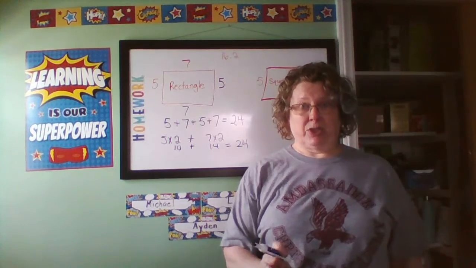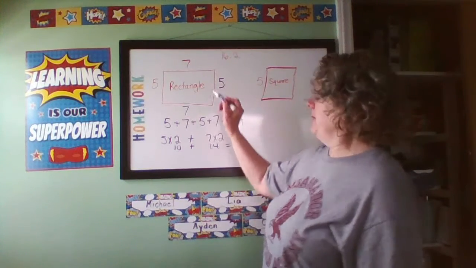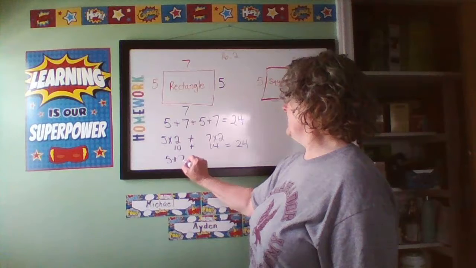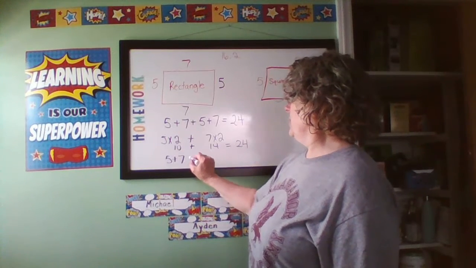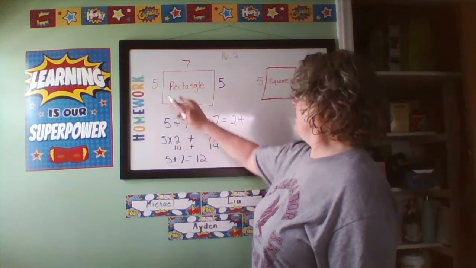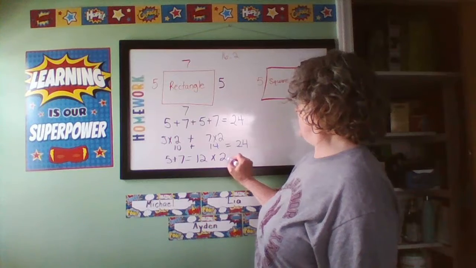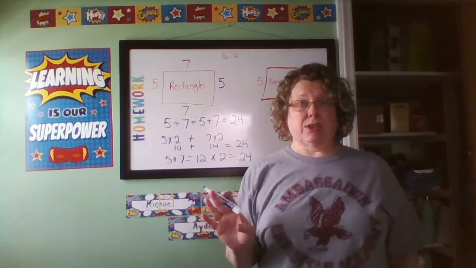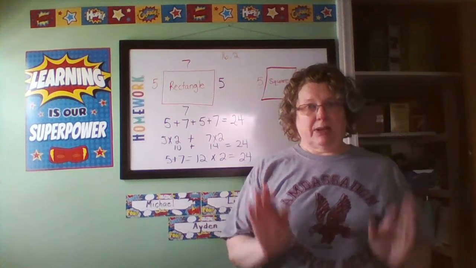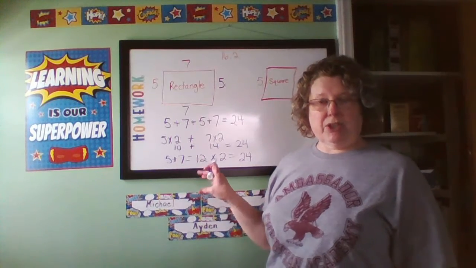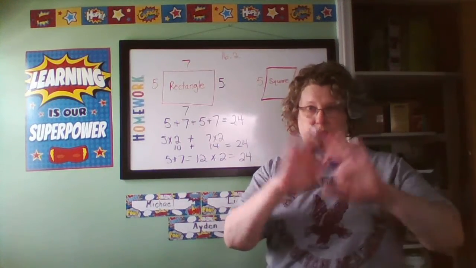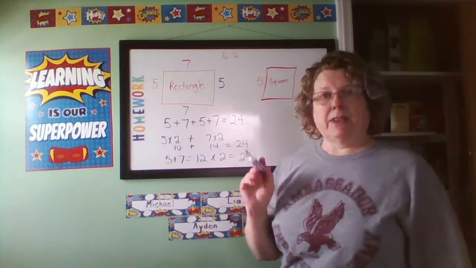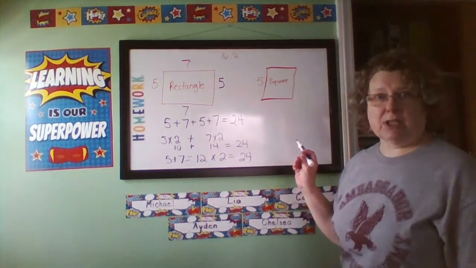Finally, the third way the book shows you is we could add 5 and 7 together. So 5 plus 7, which is equal to 12, and then multiply that times 2, which would also give us 24. You can find that answer in any of those ways. Now again, if doing the multiplication is confusing to you, don't worry about it. Just add the sides.